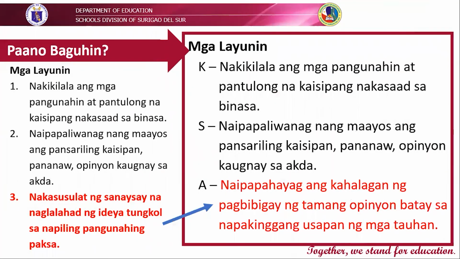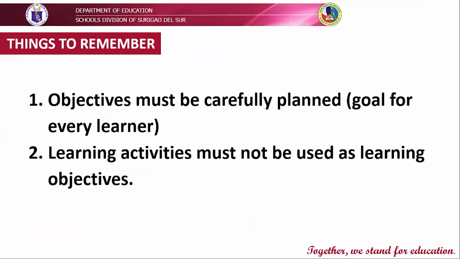And to revise, objective number 3 is to focus on valuing or appreciating the essence of giving right opinion based on the reading text. In that way, learners will be able to reflect and appreciate the value of the lesson. There are certain things that lesson developers must remember. First, objectives must be carefully planned. The goal for every learner must be carefully laid out. Second, learning activities must not be used as learning objectives.